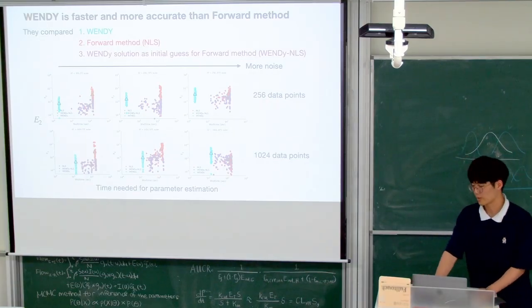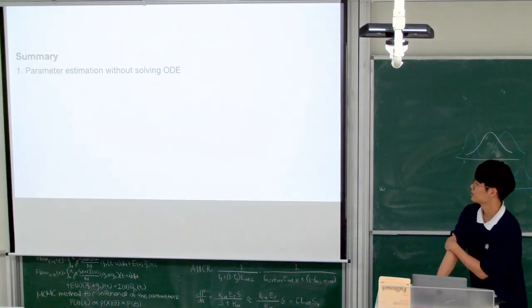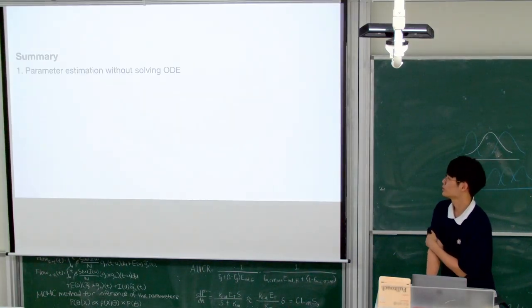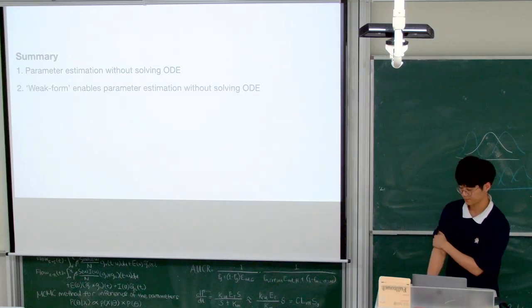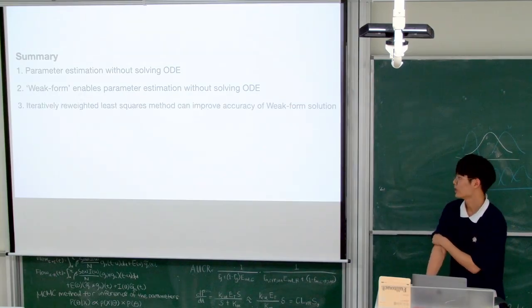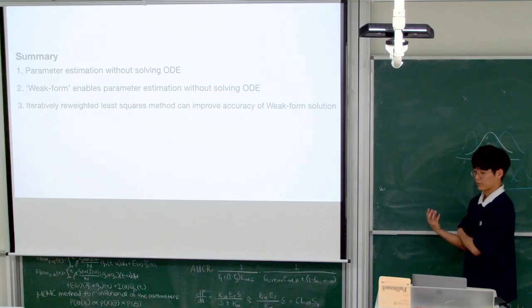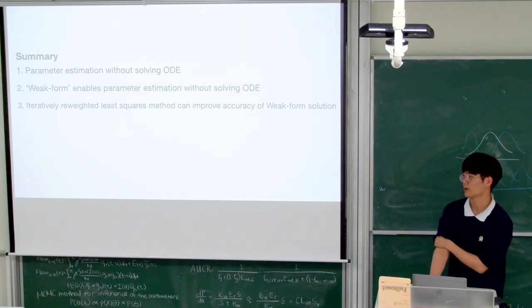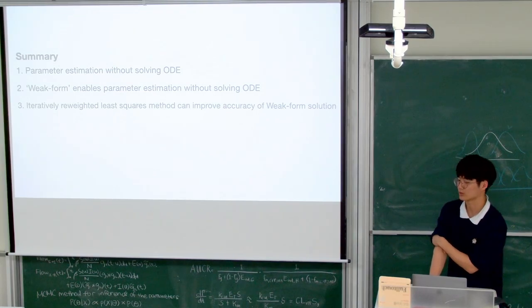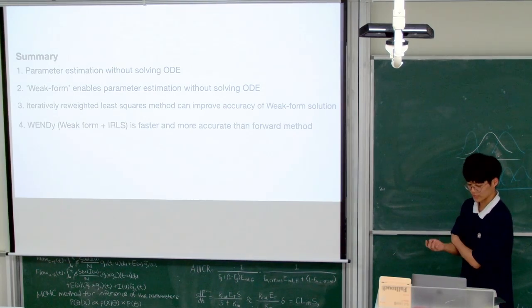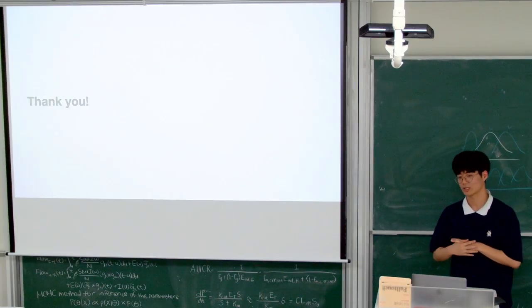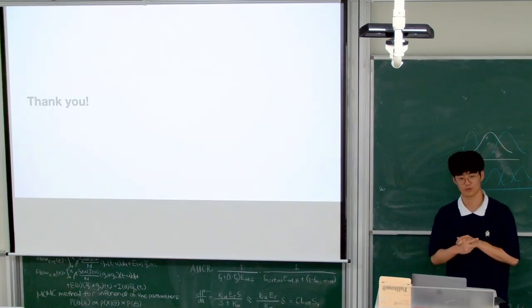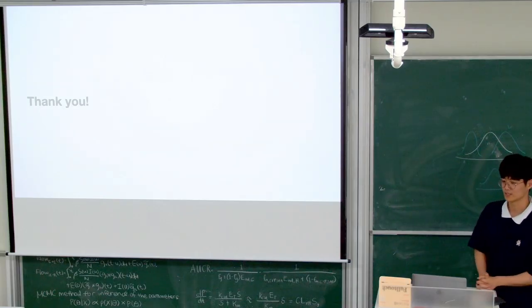Okay. So I will give you just a quick summary of this paper. They were trying to make a parameter estimation method without solving the ODE, and they provide the weak form to do this. To address the residual issues, they applied IRLS, iteratively reweighted least squares, and they claim WENDy is faster and more accurate. So this is the end of my presentation. If you have any questions, please feel free to ask.